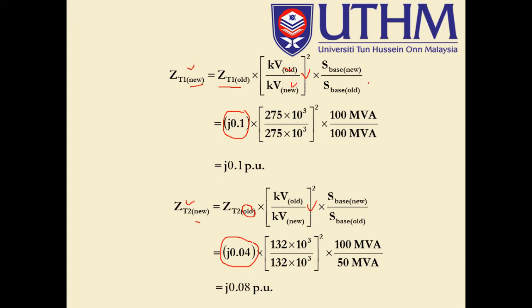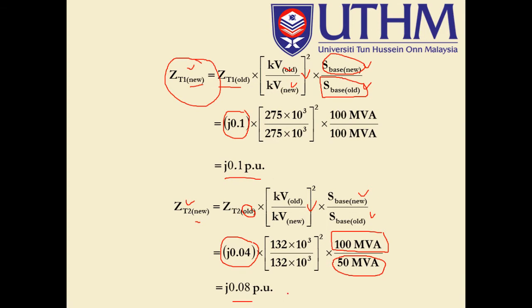So S base new over S base old depends on the rating power of the equipment. We pick this one as the base new, from the power rating of this particular equipment. Similarly for transformer number 2, we have S base new over S base old, from what we picked earlier, the rated power of transformer 2. So it is J0.01 pu for the first transformer, and J0.08 pu for the second transformer.